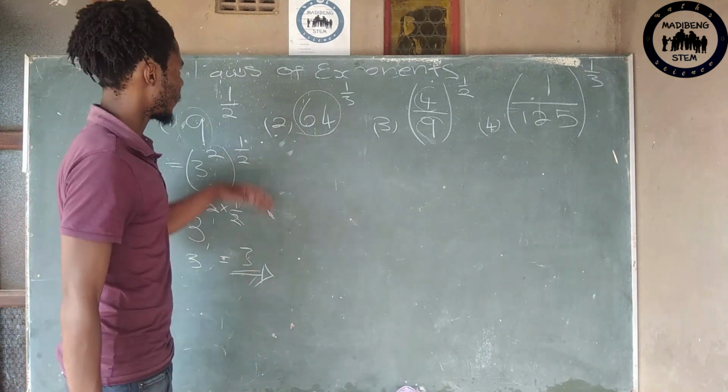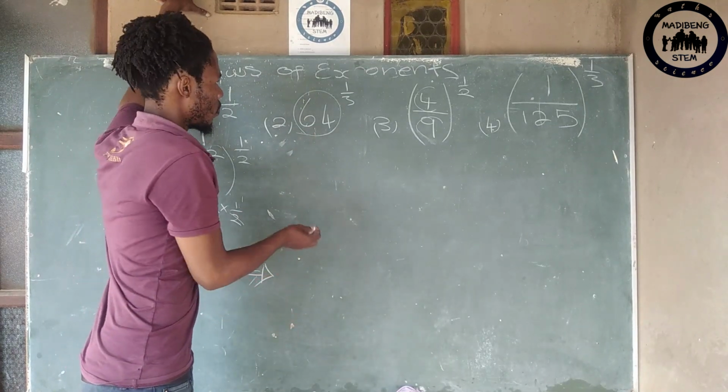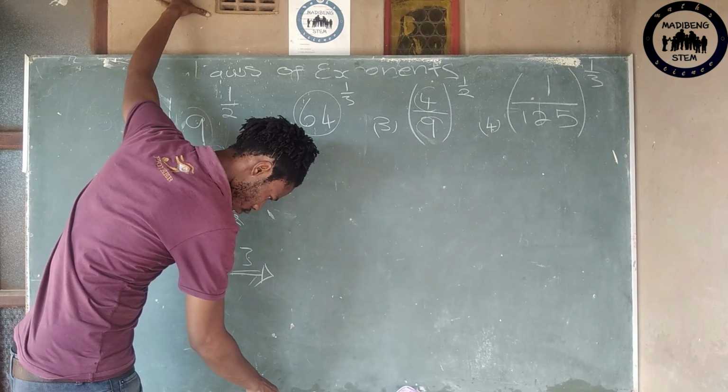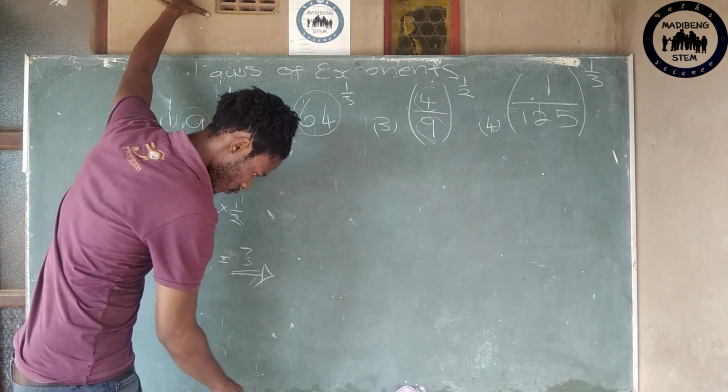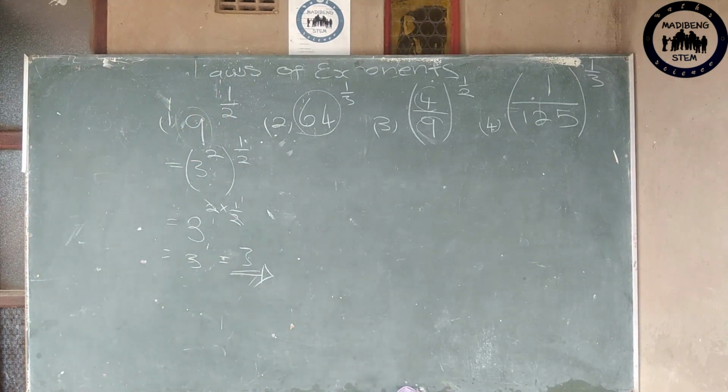64. What is 64 in exponential form, guys? It's 4 to the power 3. 4 to the power 3 is 64.